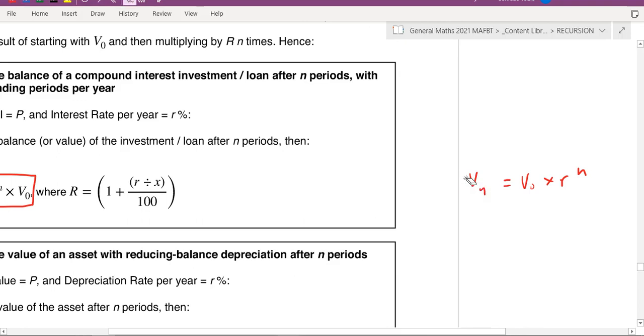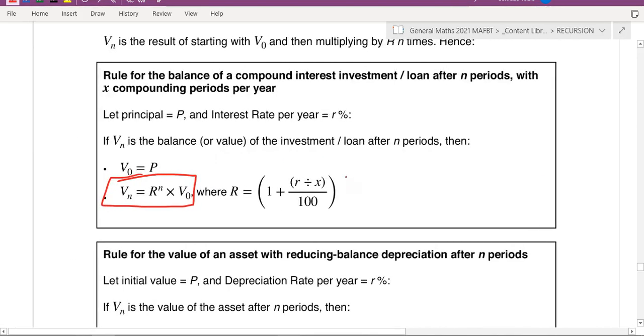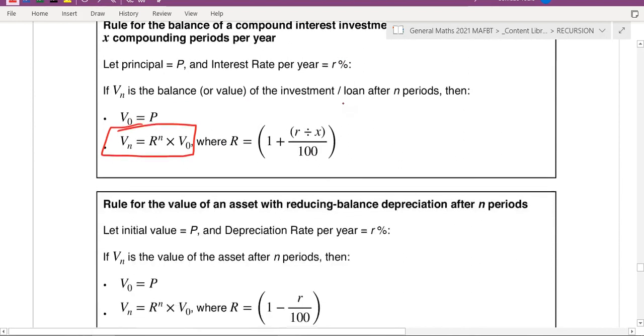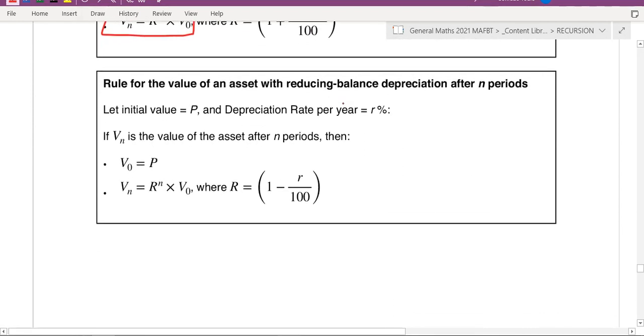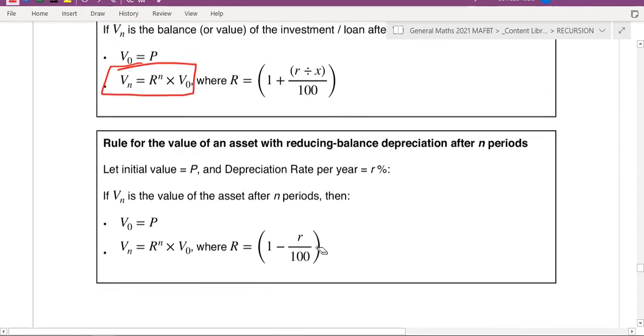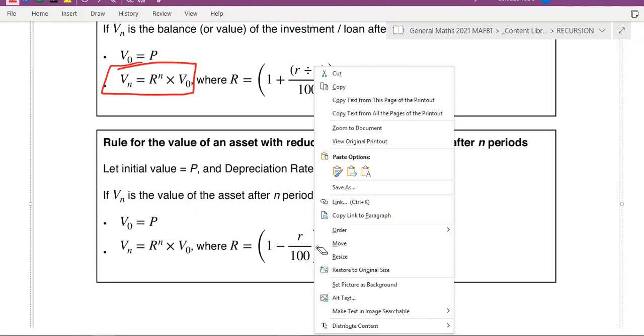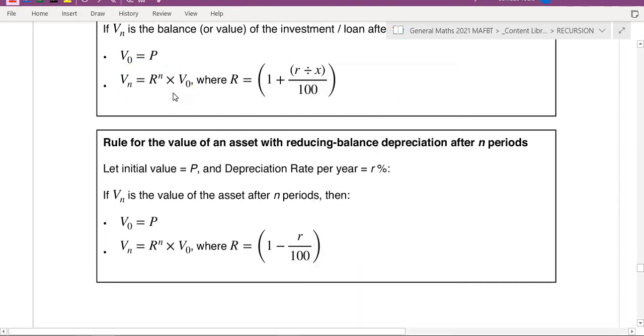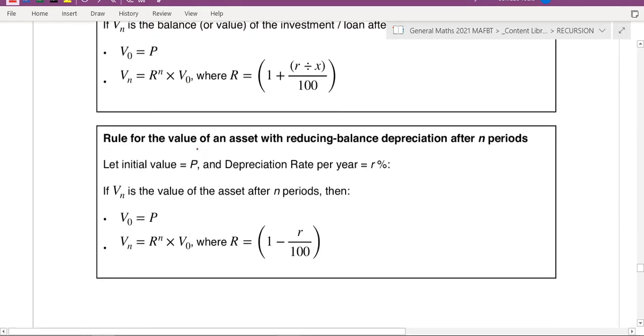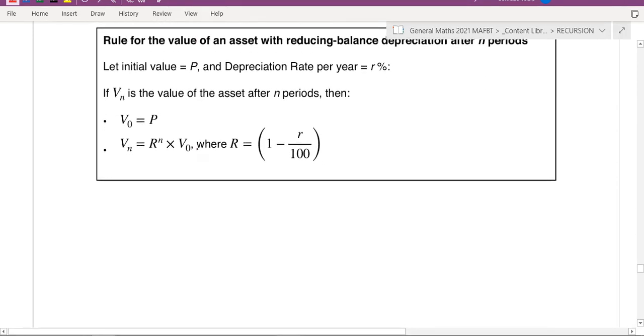It's just now you've used slightly different letters, and just make a note of how you find the r value. Sometimes the r value might be compounding monthly, weekly. It'll change, so make sure you're reading that. For depreciating, obviously it's that, and if it's increasing, it's going to be plus. Sorry, if it's increasing, it's plus. If it's depreciating, it's minus.